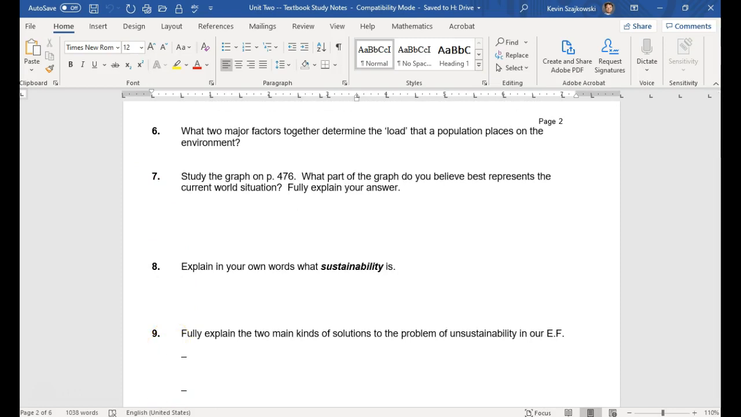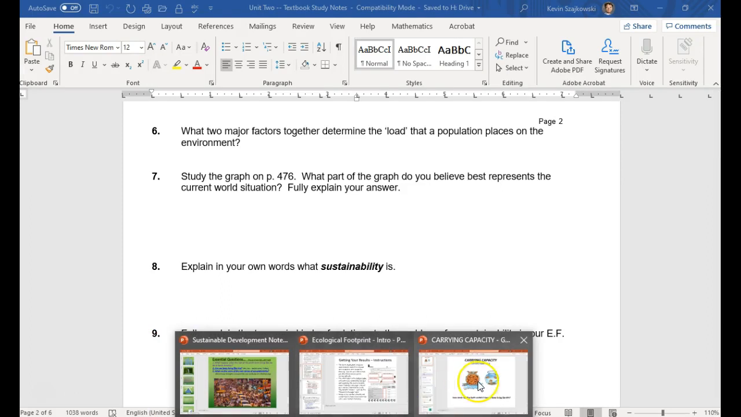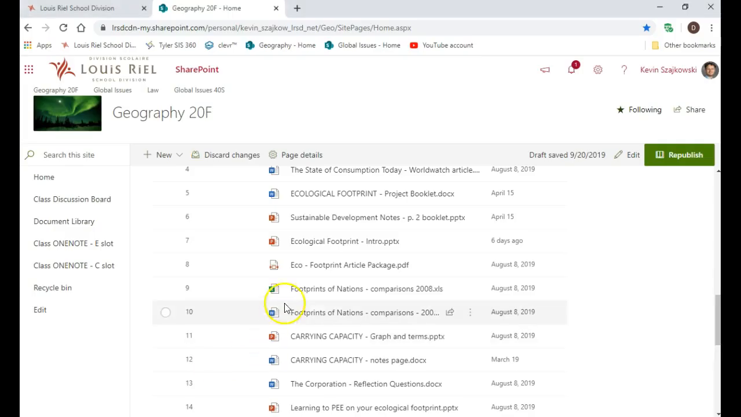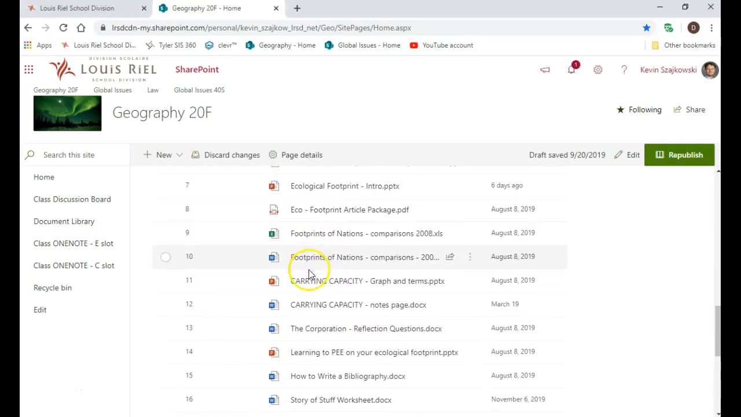Okay, and there is a PowerPoint that has been made all about carrying capacity. So here you can see it. Again, it is reached by going down a little bit here to this PowerPoint in our documents library, carrying capacity, graph and terms. Okay, and there's a notes page that goes with it here.